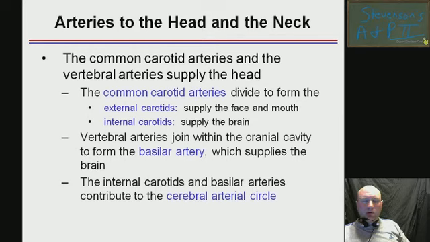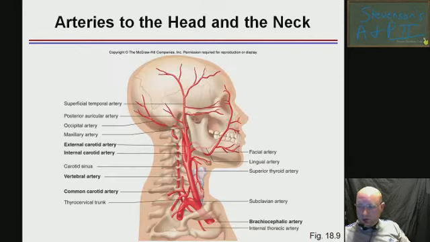Alright, vertebral arteries join within the cranial cavity to form the basilar artery, which supplies the brain. And the internal carotids and the basilar artery contribute to the cerebral arterial circle. So here we're looking at the arteries of the head and the neck.